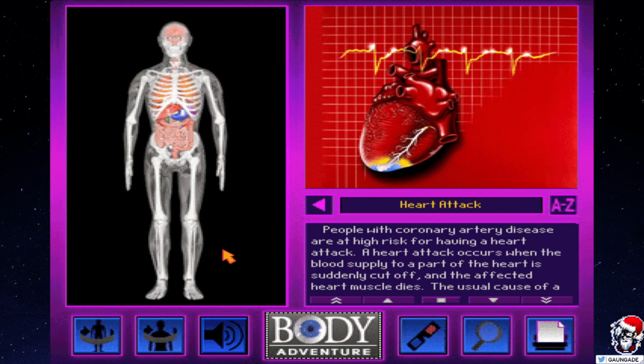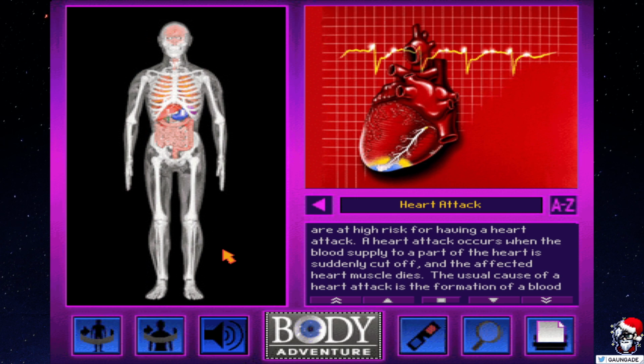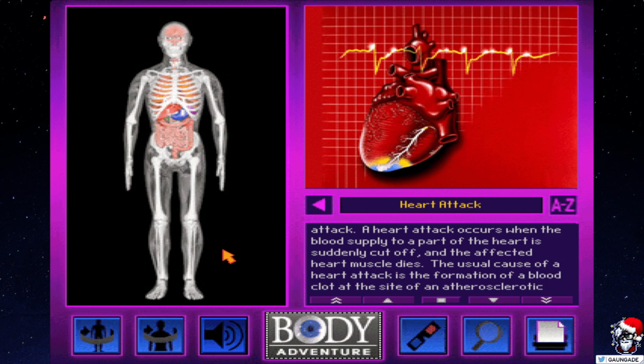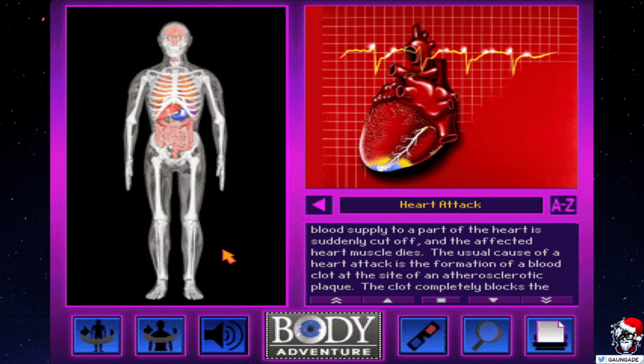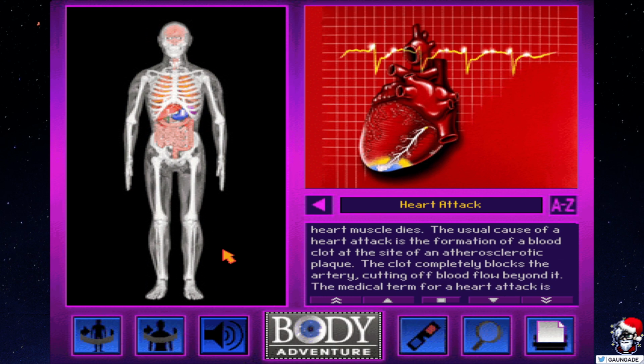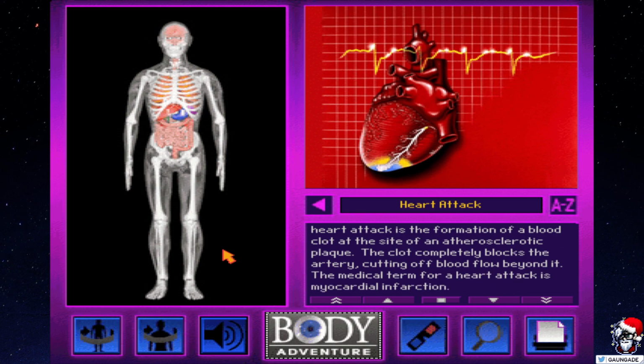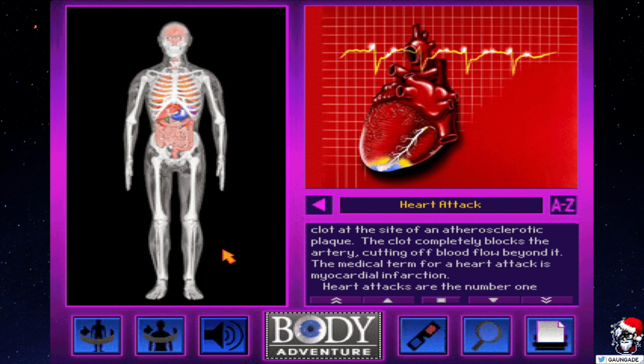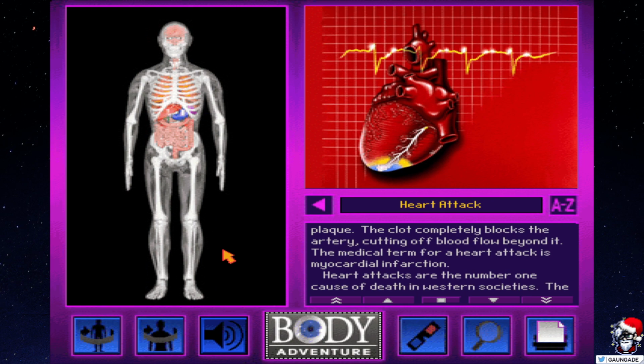Heart attack. People with coronary artery disease are at high risk for having a heart attack. A heart attack occurs when the blood supply to a part of the heart is suddenly cut off and the affected heart muscle dies. The usual cause of a heart attack is the formation of a blood clot at the site of an atherosclerotic plaque. The clot completely blocks the artery, cutting off blood flow beyond it.